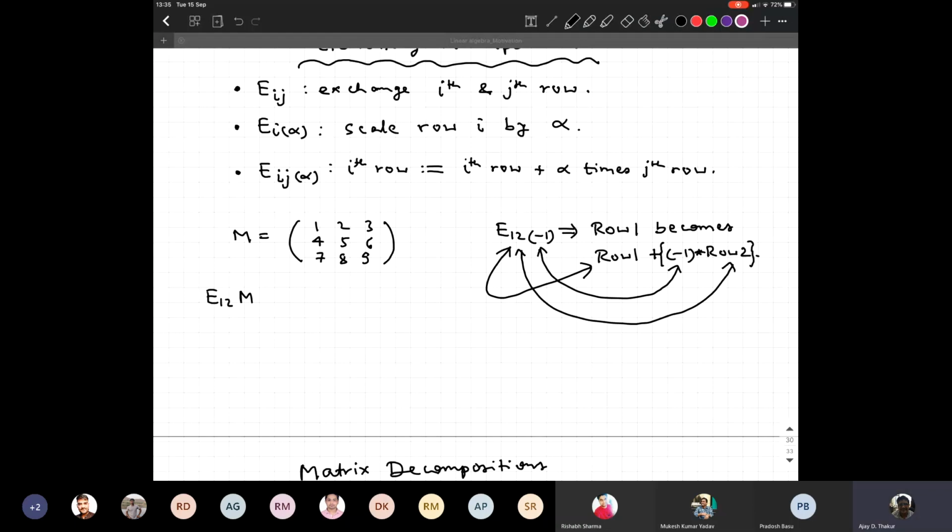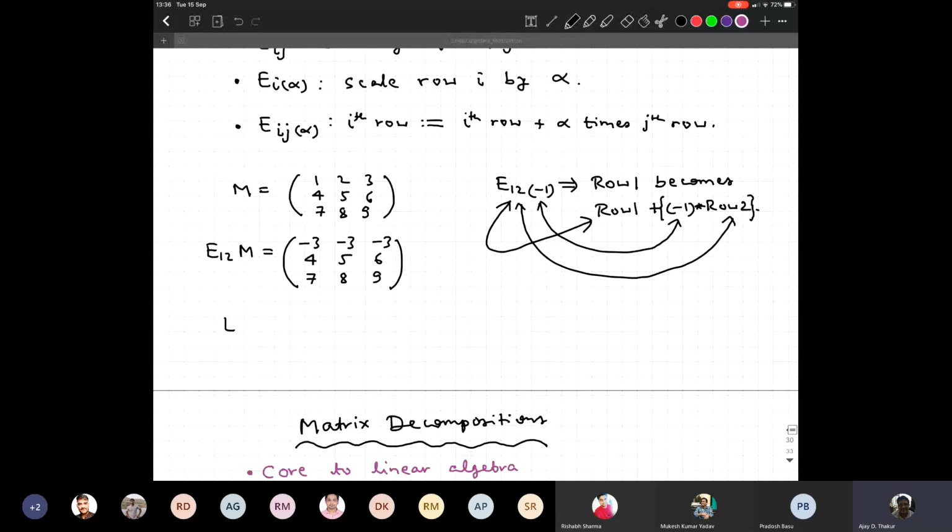So at the end of this operation, that is minus 3, 2 minus 5 is minus 3, and 3 minus 6 is minus 3. And the other rows become the same. What is going to be E1 2 minus 1? So what is E1 2 going to be?